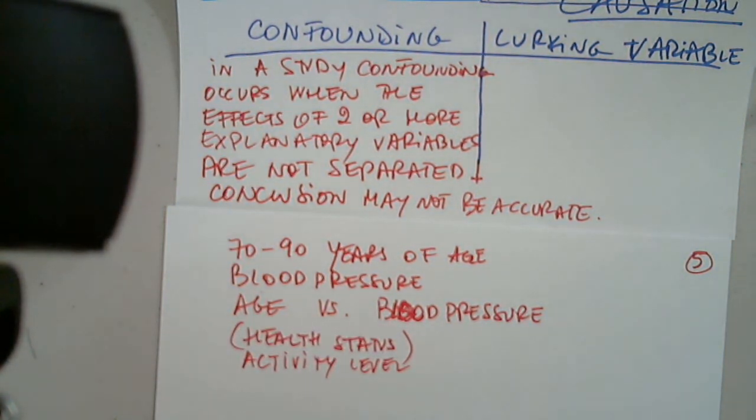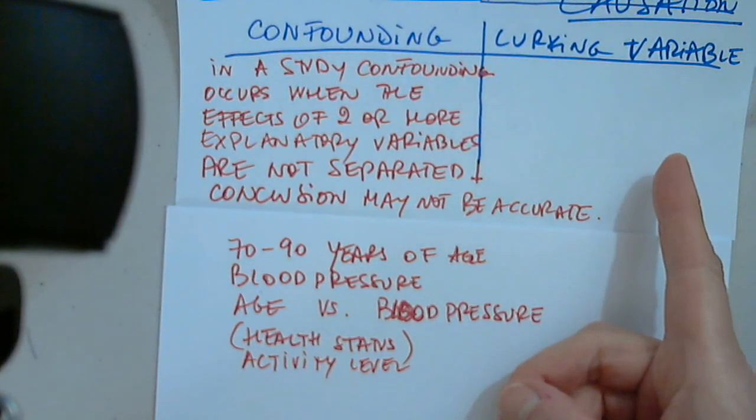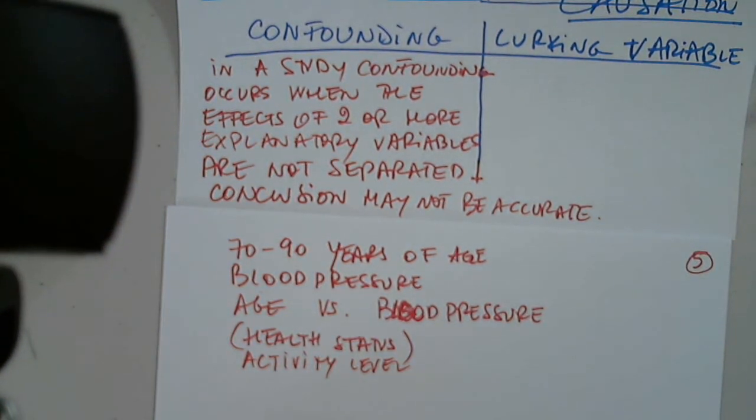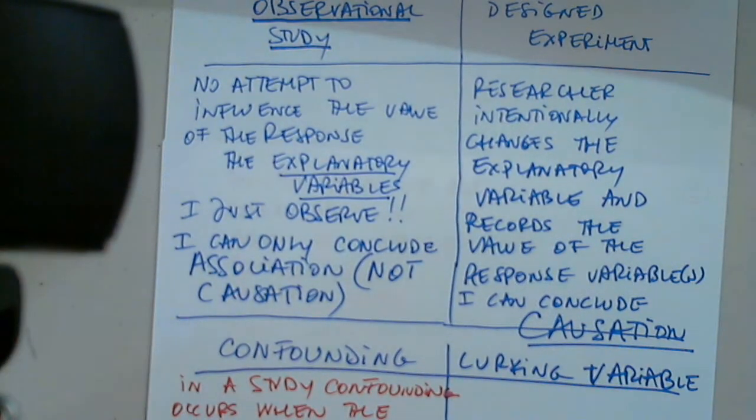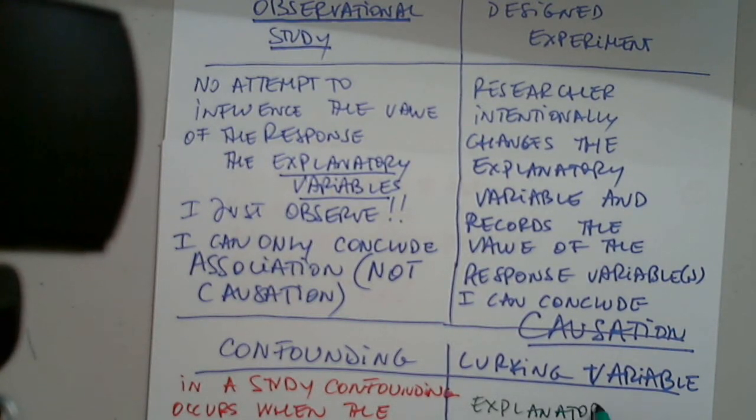Okay. So now let's finally talk about a lurking variable. Any questions? No. Okay. So a lurking variable is also an explanatory variable that affects a response variable.